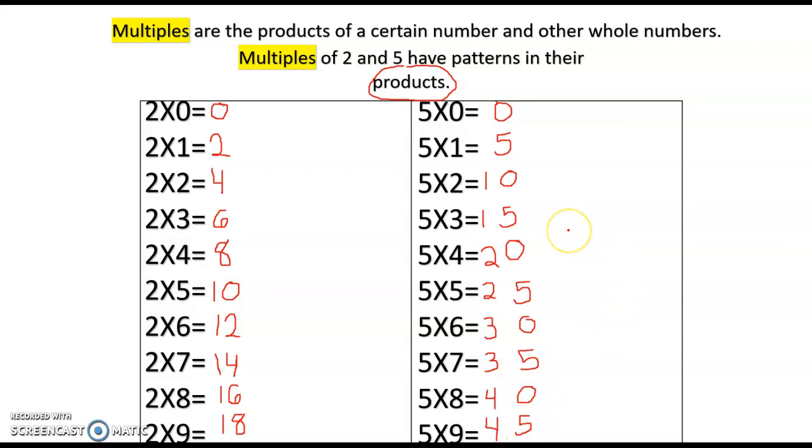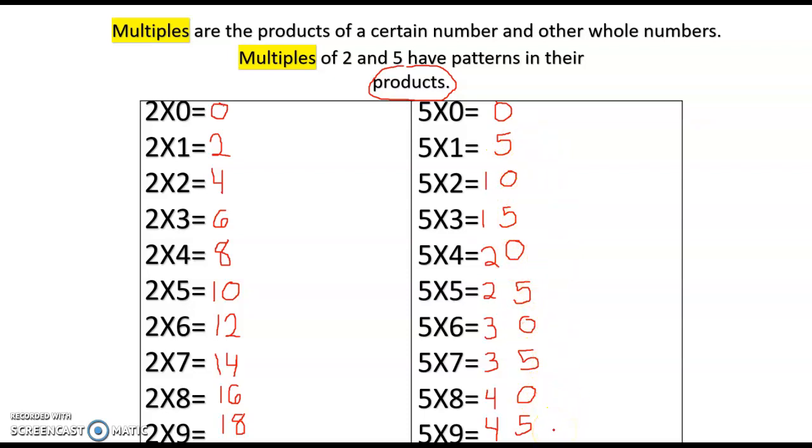You probably noticed, yes, we are counting by 5. So 5, 10, 15, 20, 25, 30, 35, 40, 45. You might also notice that our ones place is always 0 or 5. So it goes 0, 5, 0, 5, 0, 5, 0, 5, 0, 5.